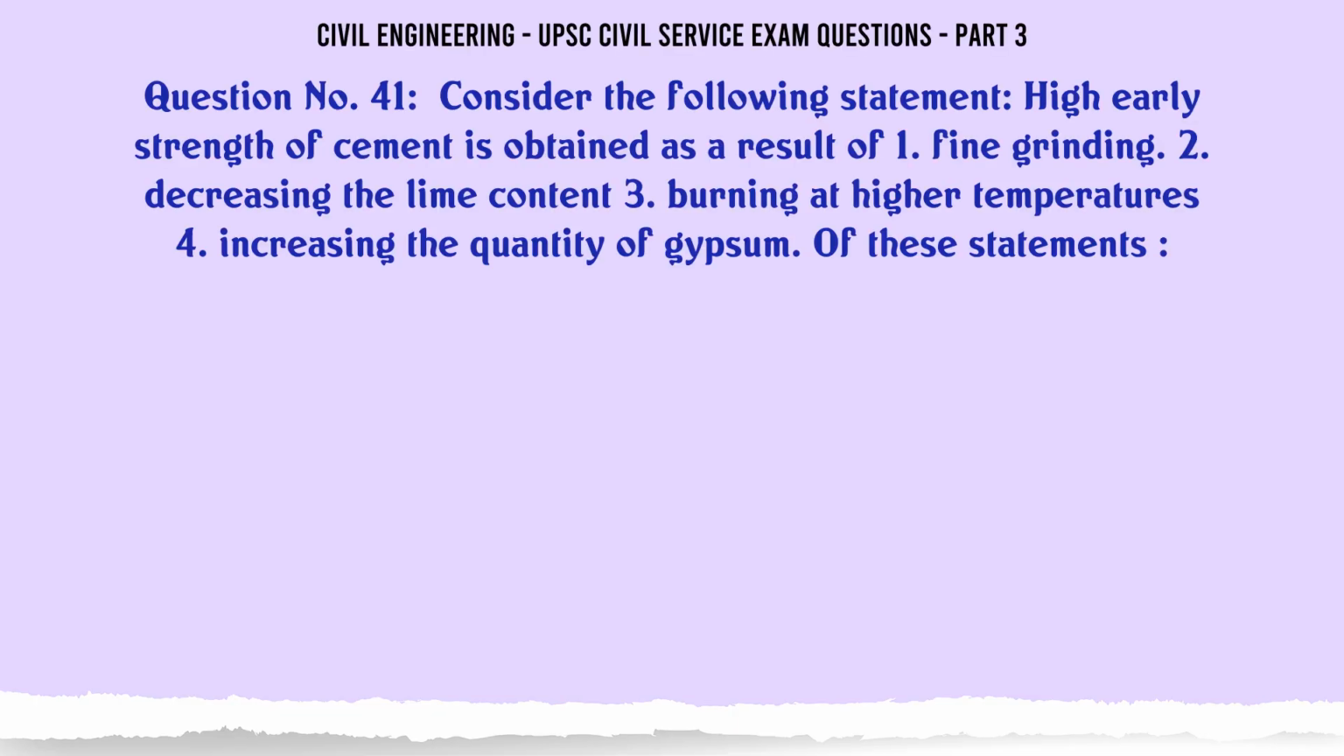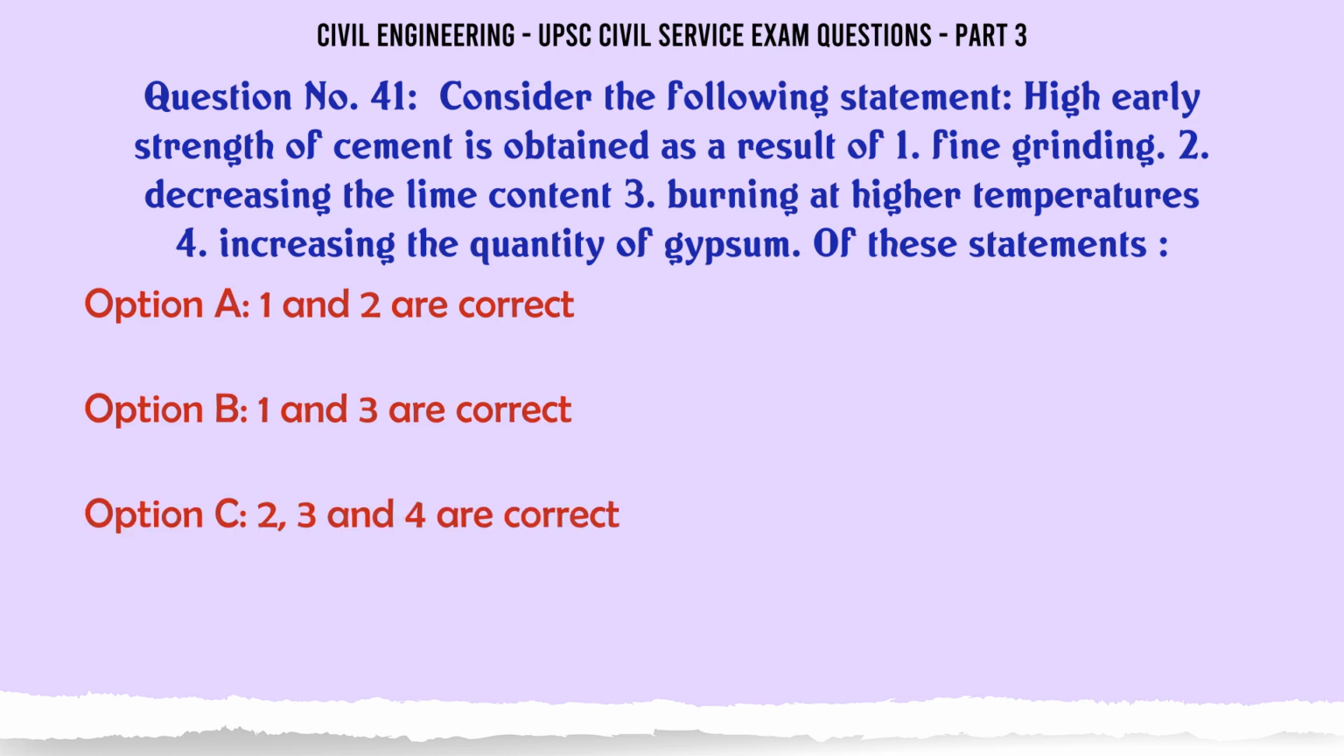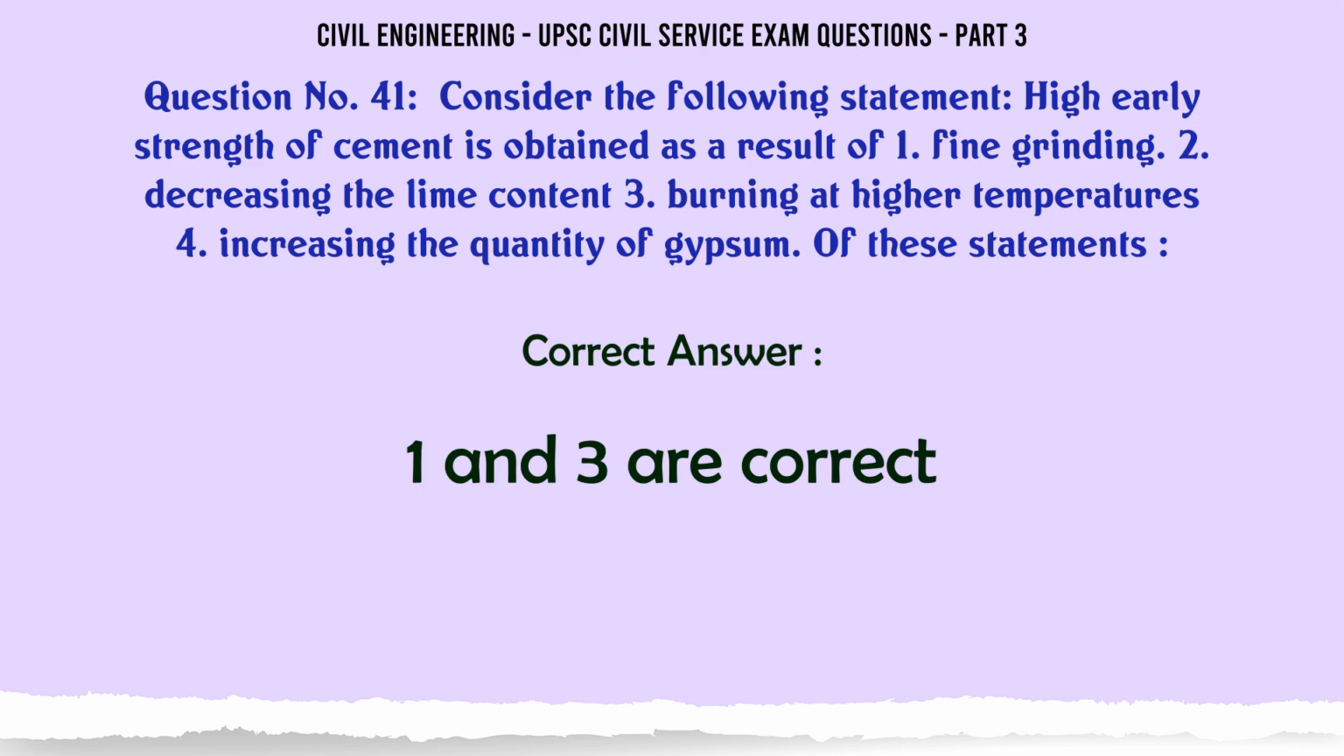Consider the following statements: high early strength of cement is obtained as a result of 1. Fine grinding, 2. Decreasing the lime content, 3. Burning at higher temperatures, 4. Increasing the quantity of gypsum. Of these statements, A 1 and 2 are correct. B 1 and 3 are correct. C 2, 3 and 4 are correct. D 1, 3 and 4 are correct. The correct answer is 1 and 3 are correct.